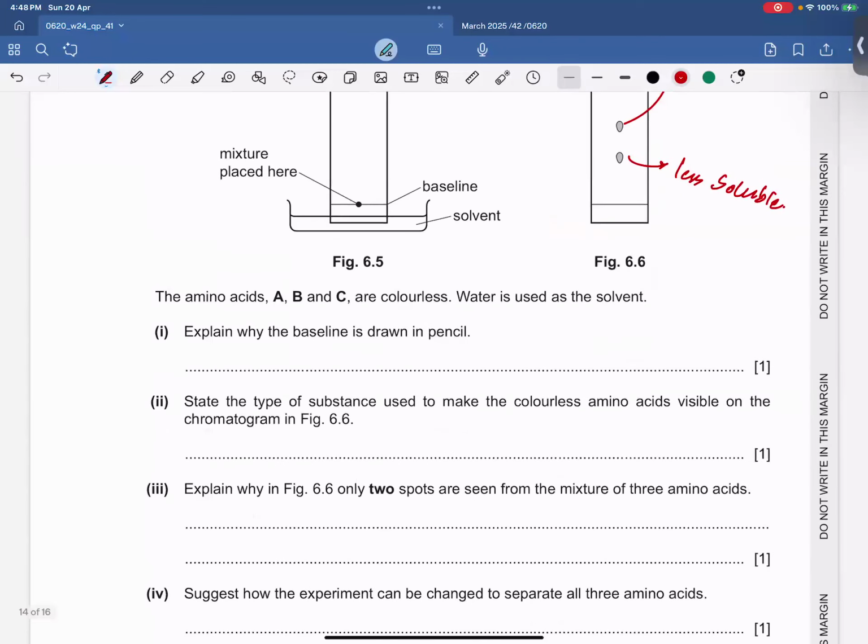Okay, the amino acids A, B, and C are colorless. Water is used as a solvent. Explain why the baseline is drawn in pencil. Because pencil is insoluble in water and cannot interfere with the mixture.